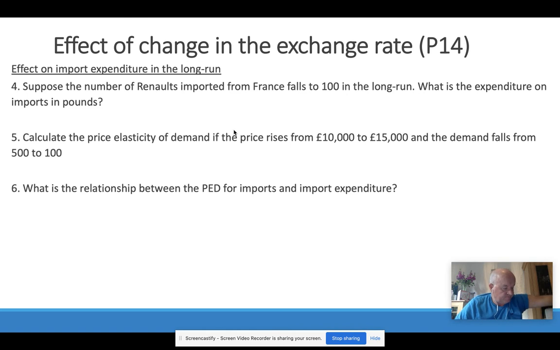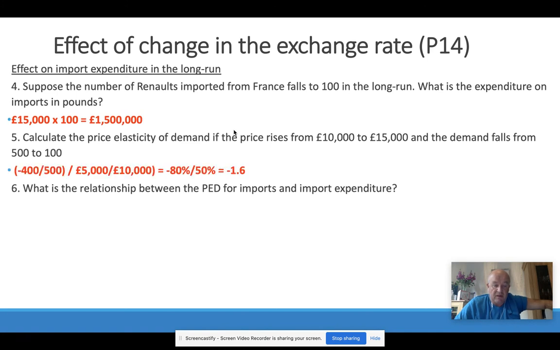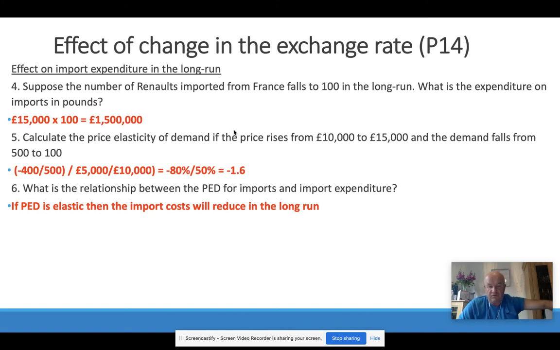Let's take a look at this last scenario, the effects of imports on expenditure in the long run. If the number of Renaults imported from France falls to just 100, the import expenditure is going to be 15,000 times 100, so £1.5 million. And the change in demand is a fall of 400, as opposed to the original 500, and in this instance we've got a PED of minus 1.6. So if PED is elastic, then import costs will reduce in the long run.